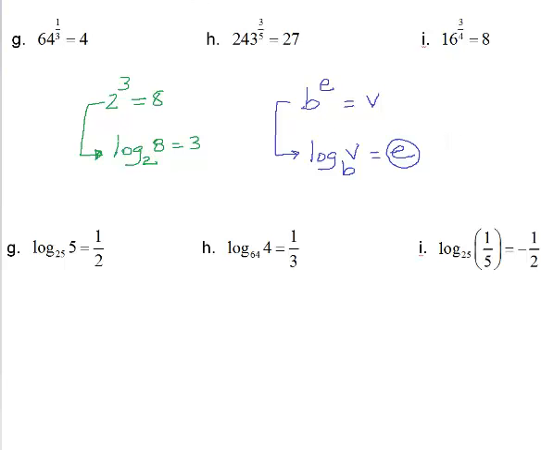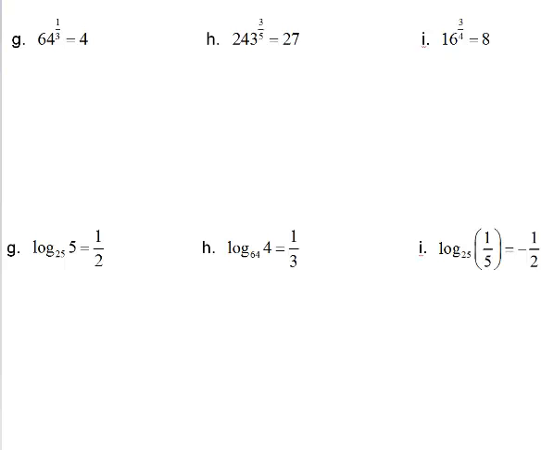Okay? Now, based on that, let's answer our questions here. Let me just rewrite that down here so you can follow the switches. Okay, so remember, if we have b to the e equals v, then that becomes log base b of the value equals the exponent. Okay? So the very first one, now let's look at number 1g. This is all from number 1. Now 1g says 64 to the 1/3 equals 4.